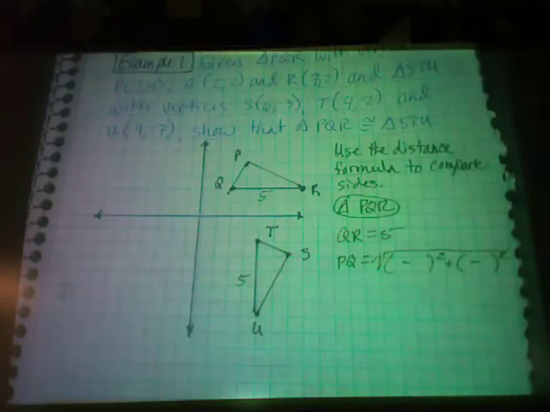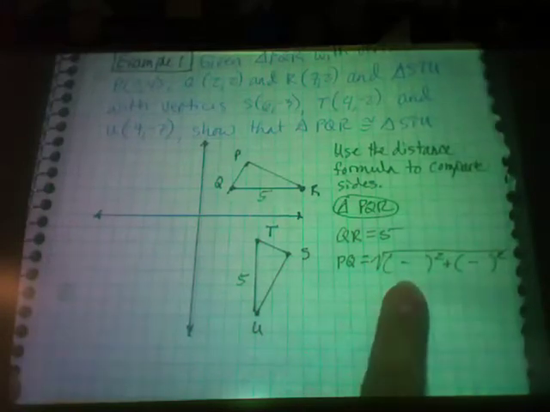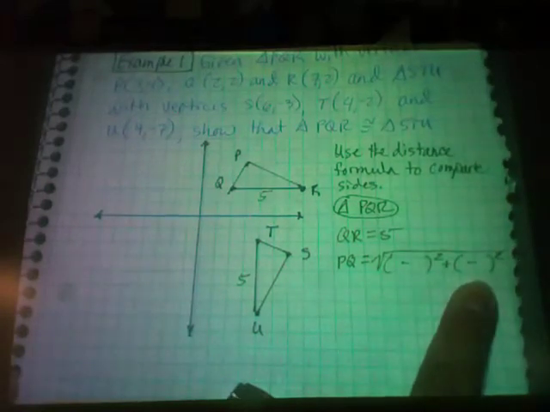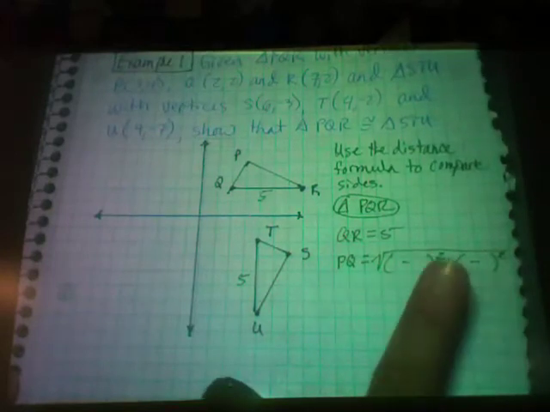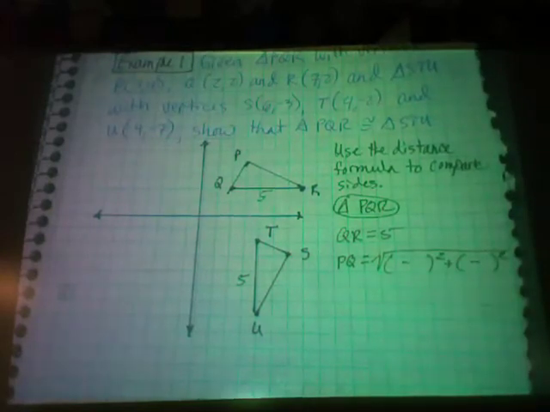All right, so we're going to throw in the numbers. You're going to take the difference between your y's and square them, the difference between your x's, square them, add them together, keep in the square root. Do I have to actually simplify the square root if I'm using it for comparative purposes? No. I can just leave it unsimplified.